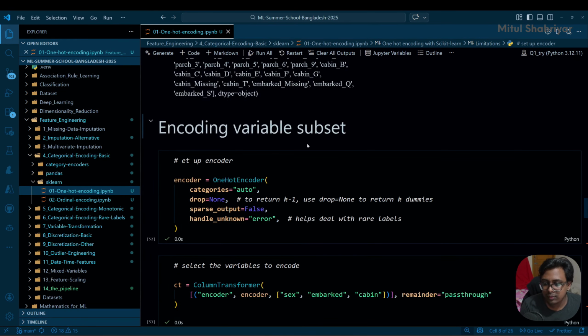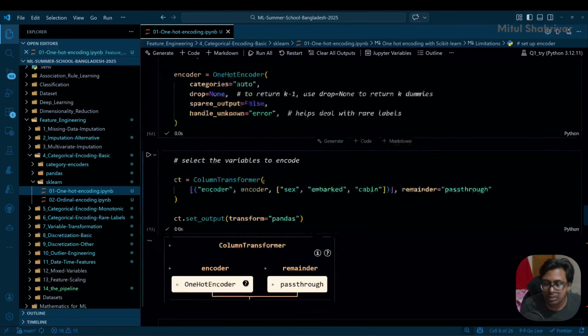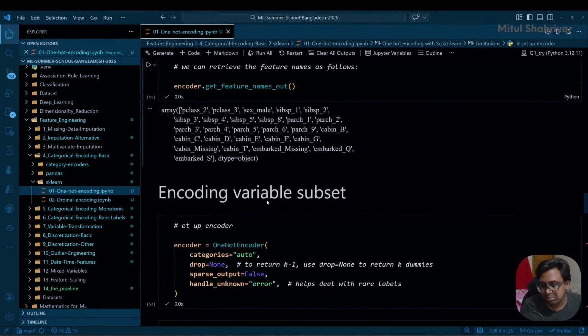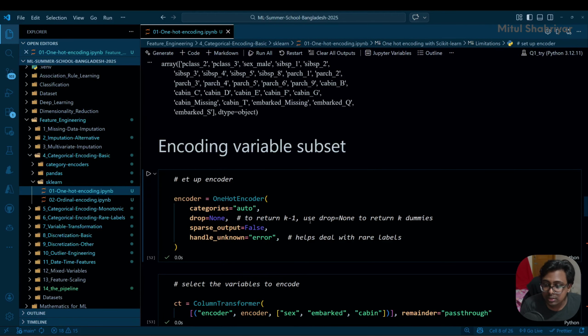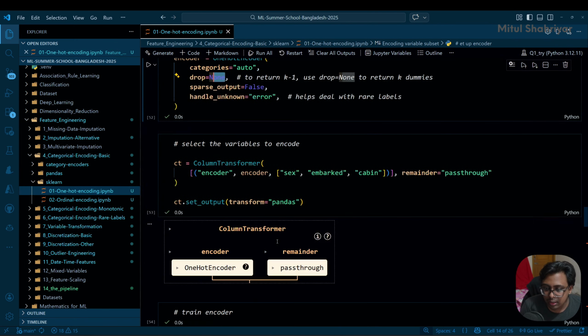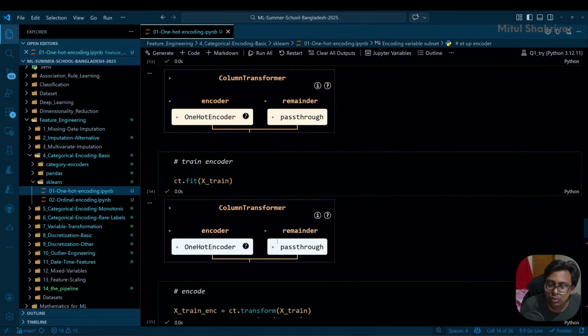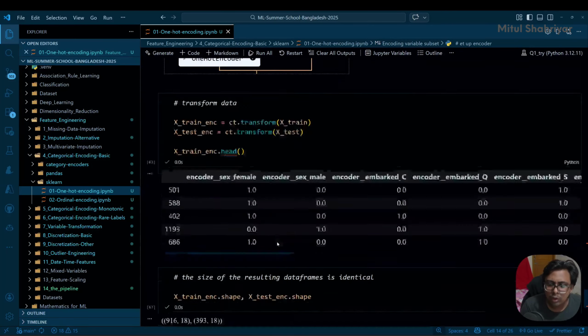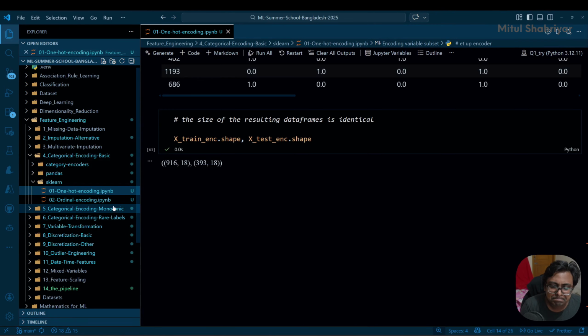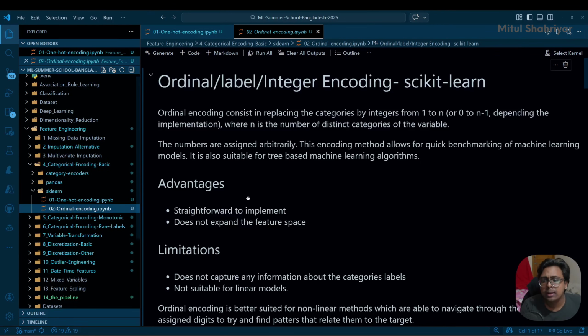Now then, encoding variable subset. This is not important, we have already gone through that. But encoding variable subset is for when you just have a subset and you want to use a different technique and use it on other parts, you can do that. So this is not important. But I hope you have got the concept of one-hot encoding. Great. Now let's look at the ordinal encoding.